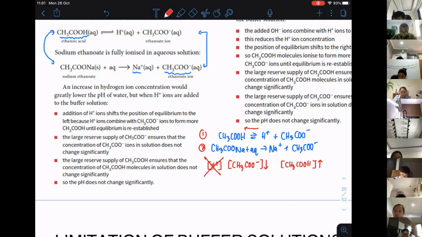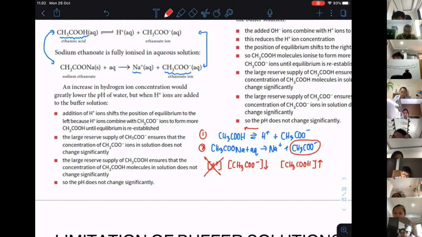Why? Please take note that this is going to be the large reserve supply, because earlier I do not have a lot of CH3COO minus. But please do take note that the small amount of CH3COO minus is also being reduced. Even though it was small earlier and now is being reduced, will that reduction give you a significant change in the concentration? The answer is no.